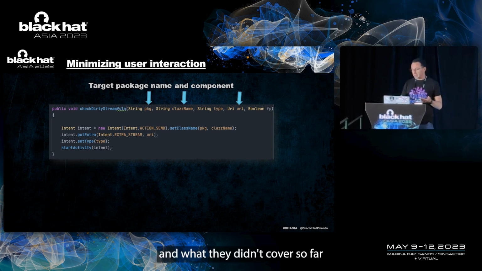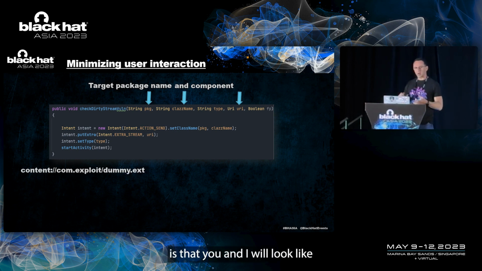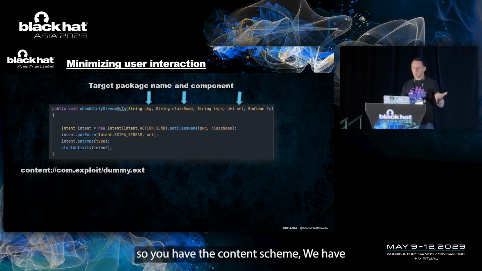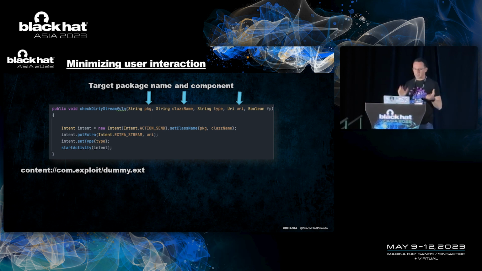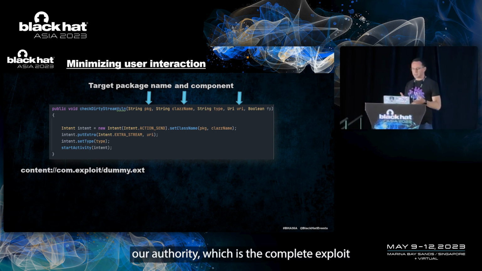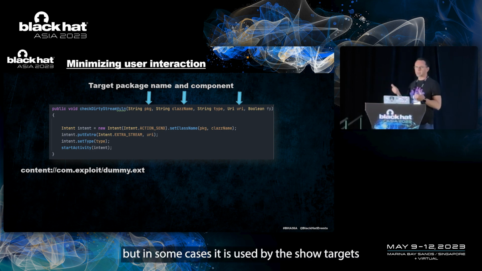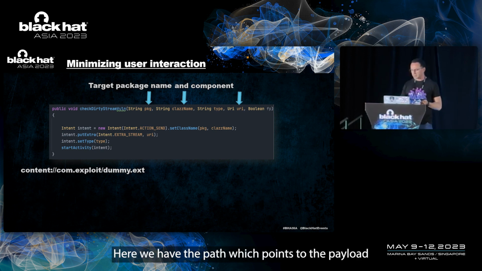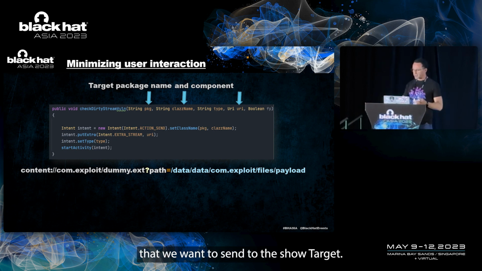And what I didn't cover so far is the URI, how it would look like. So we have the content scheme. We have our authority, which is com.exploit. We have a path, which we don't use, but in some cases it is used by the share target, so we can add any value that we want here. We have the path, which points to the payload that we want to send to the share target.